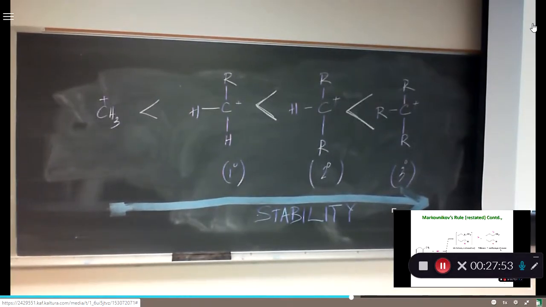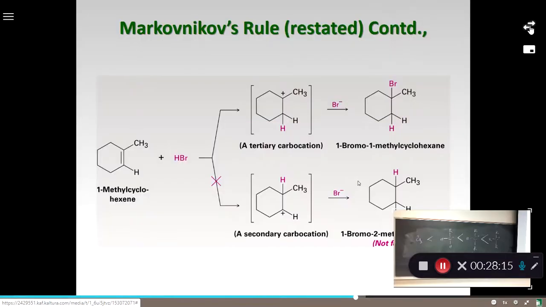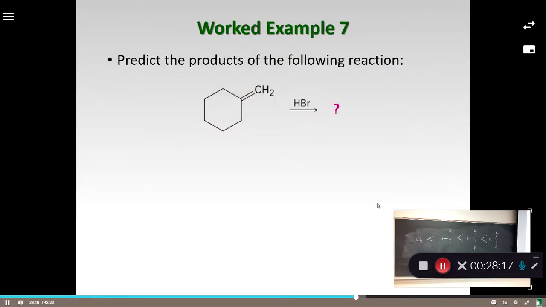In this reaction, of course, among the two carbocations possible, the top carbocation is a tertiary carbocation, the bottom carbocation is a secondary one. Tertiary carbocations are more stable, so the mechanism will take place in this manner, and then you will get a 1-bromo-1-methylcyclohexane as your product, and not 1-bromo-2-methylcyclohexane.